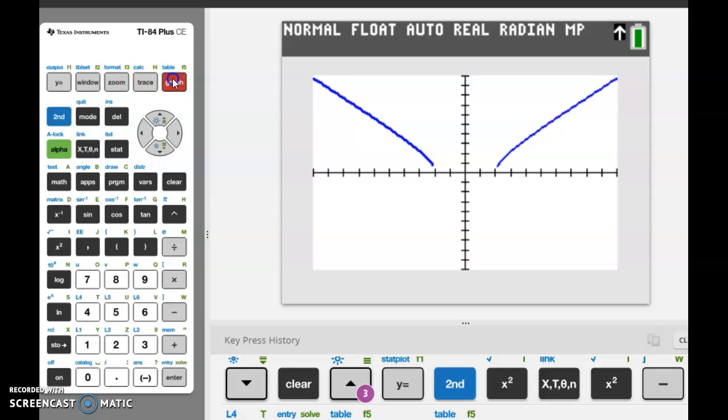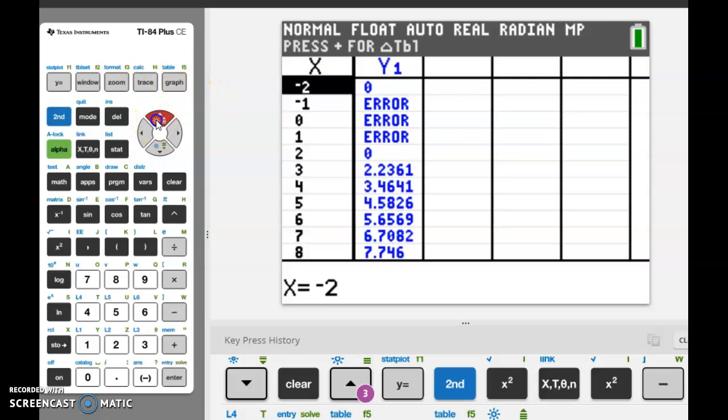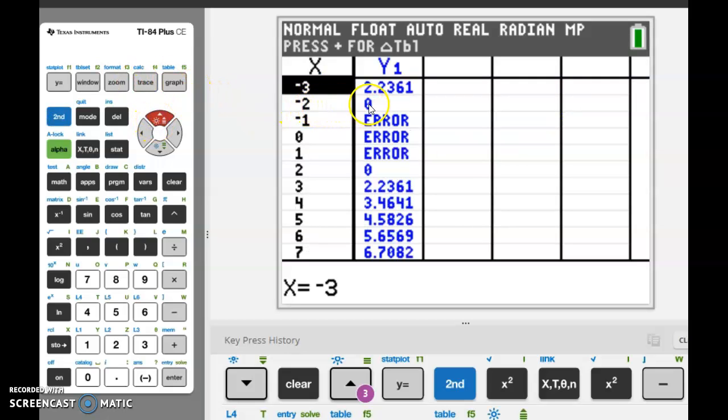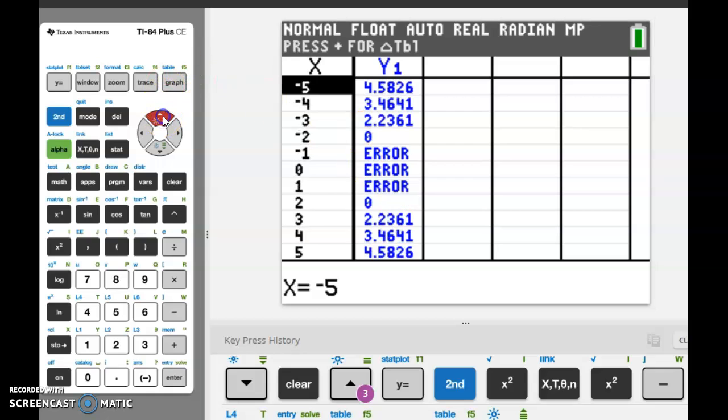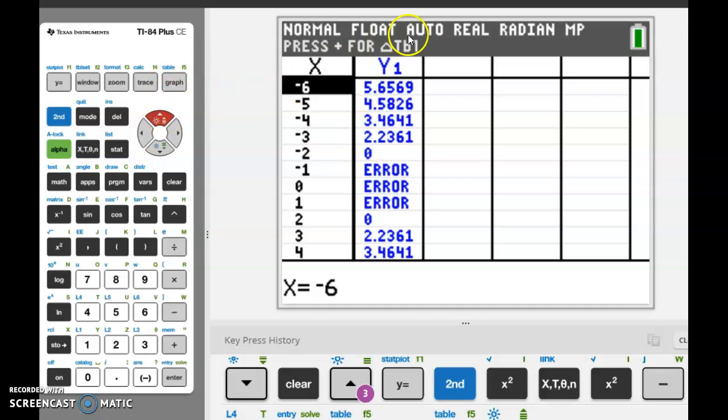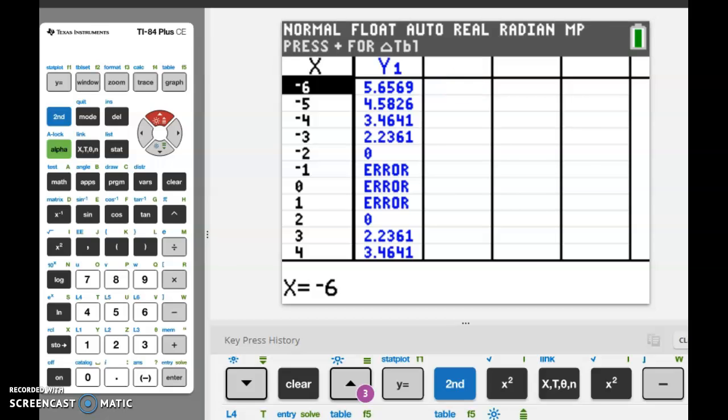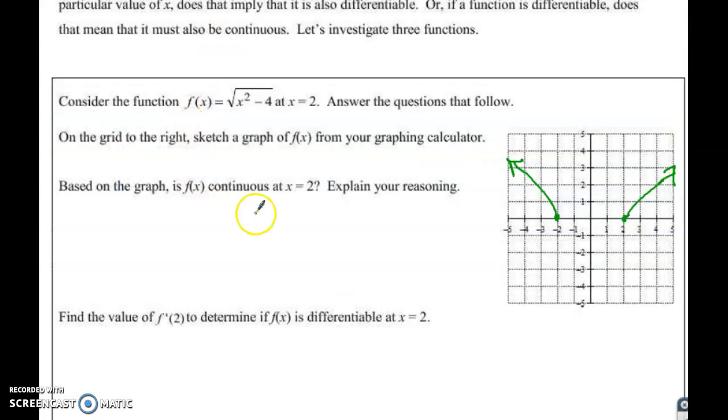In the table, you can see at -2, it is defined, it is 0. And then you can see these other values, and you could plot it better than what I have drawn. But anyway, if you look at your calculator, is f of x continuous at x equals 2? And I just want you to explain.